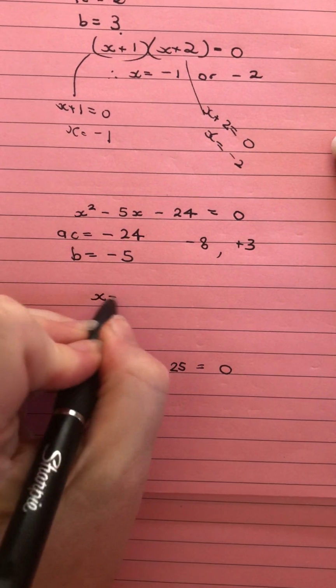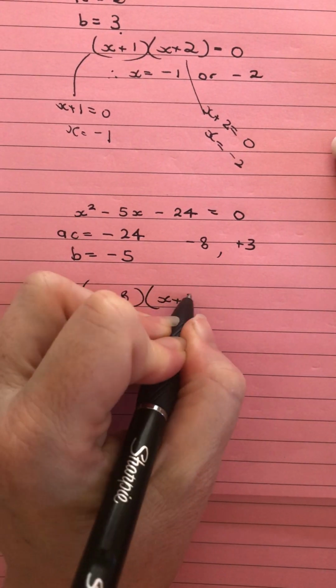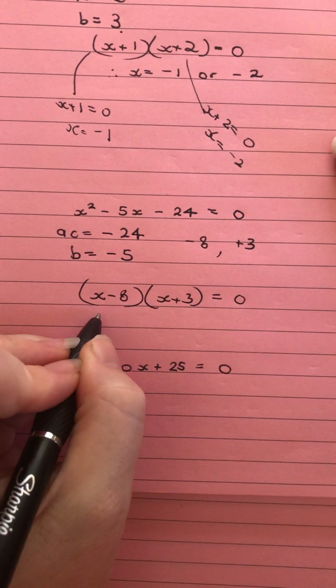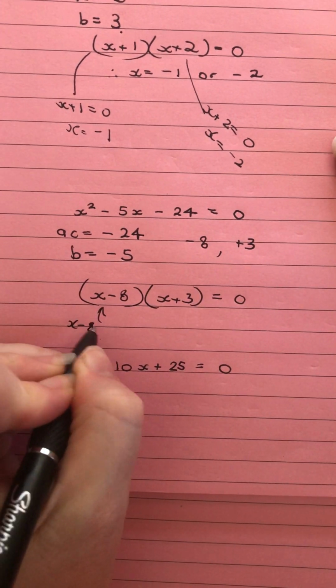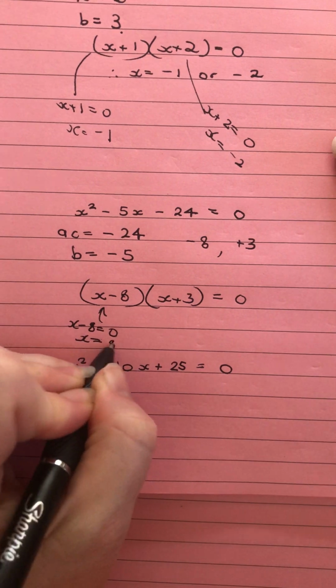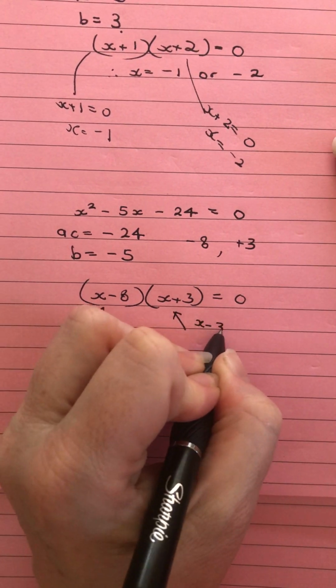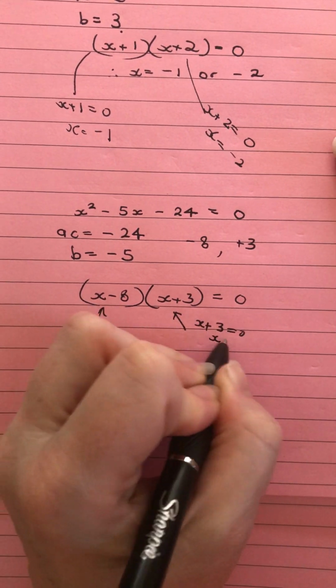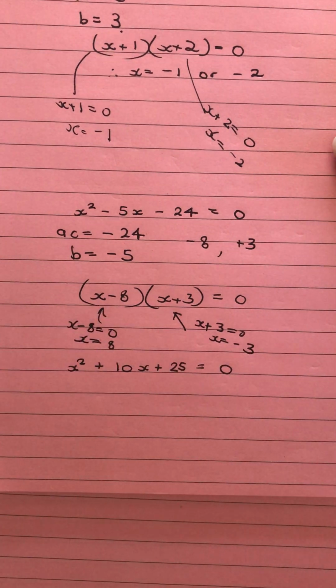So I've got x take 8, x plus 3, go in the brackets. So x minus 8 equals 0, so x equals 8. Or x plus 3 equals 0, so x is equal to minus 3.